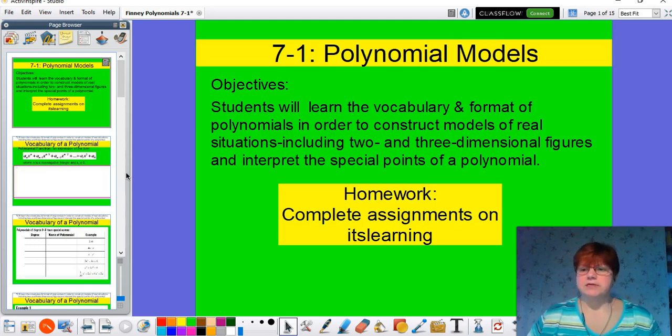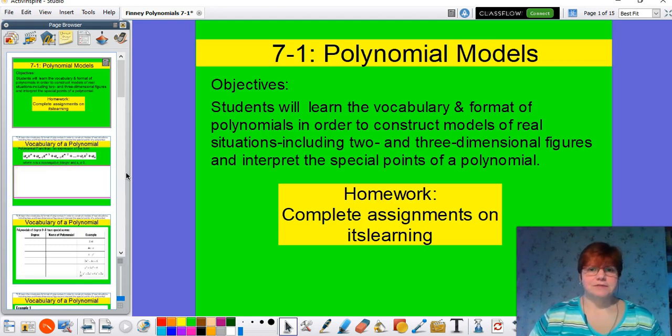So what we're going to be doing is breaking this lesson into smaller bits. We're going to do a portion of the lesson and then that video is going to stop and you're going to go and work on an assignment on its learning. Answer that assignment, then come back and watch the next video. Okay, so it's going to be a process.